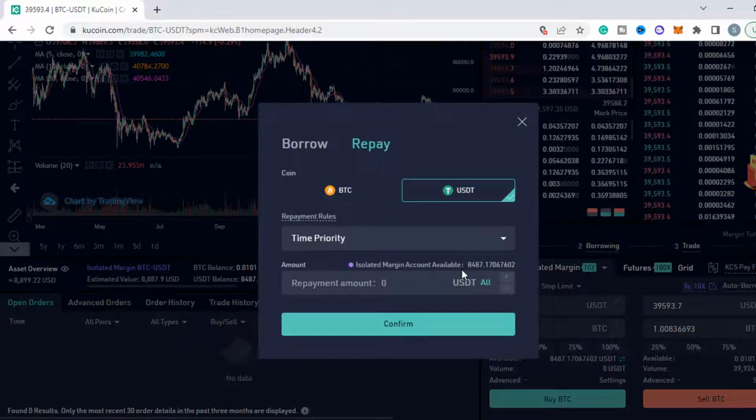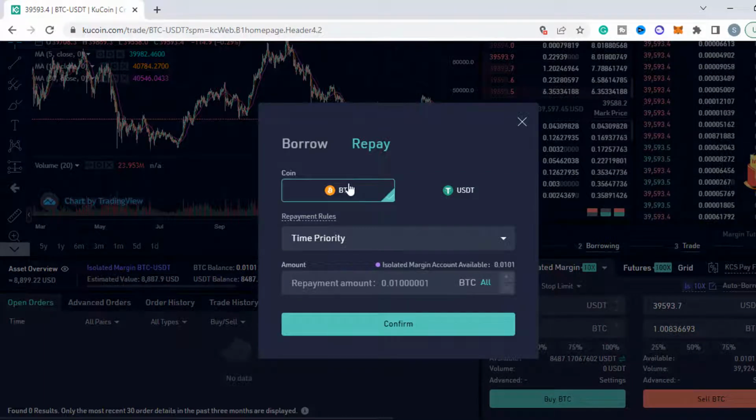Just make sure to pay it back over here, otherwise you will be charged a fee for every hour of borrowing. Yeah, and that's how you short Bitcoin on KuCoin.